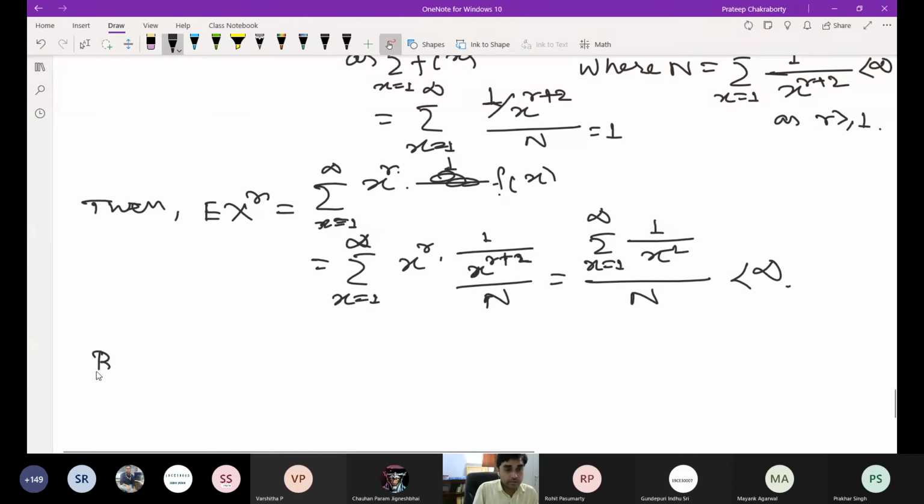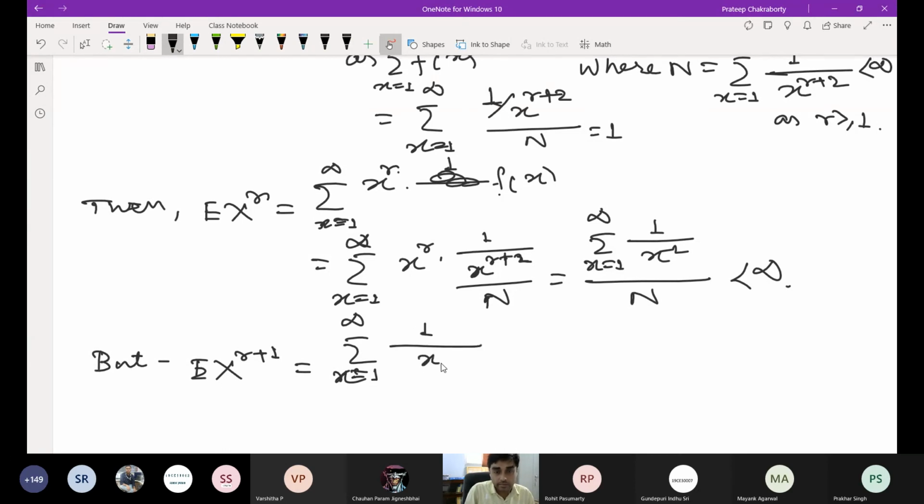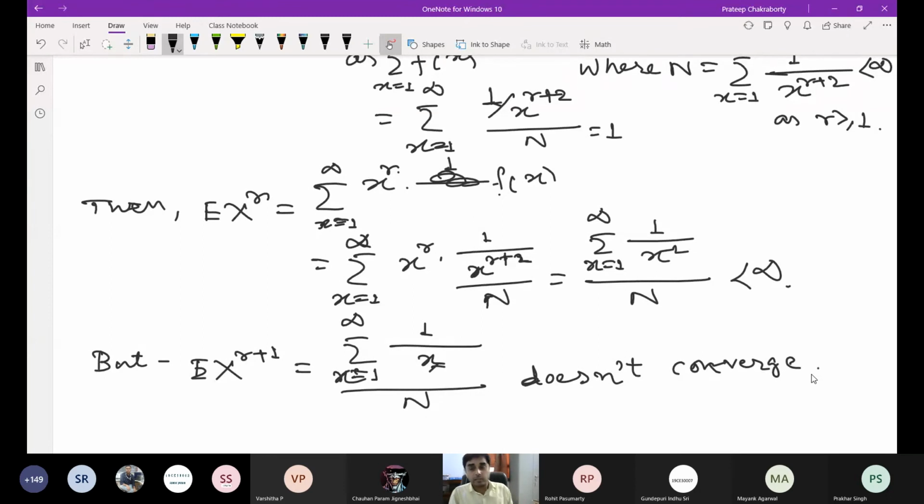But if you take E[X^(r+1)], similarly you will get the summation x equal to 1 to infinity of 1 by x by n, which does not converge, or is infinity. So this is one example where the random variable X has a moment of order r, but not r plus 1.